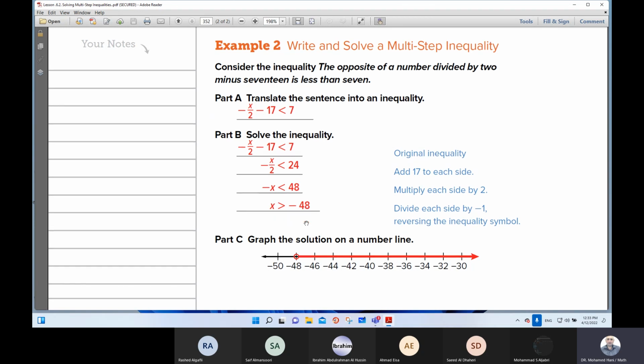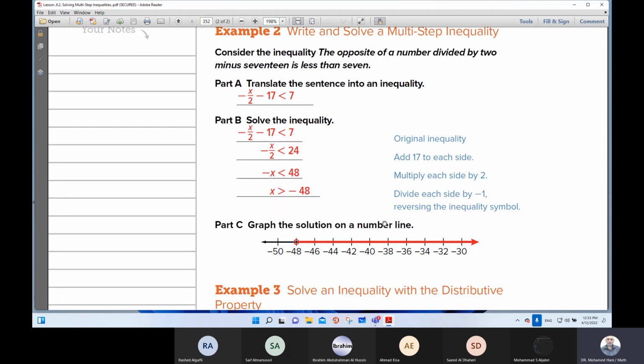The third step, we want to graph the solution. Draw the number line and determine negative 48. And as you see, we don't have equals in the inequality, so we can use an open circle. And the values of x greater than means the direction to the positive side. Who has any question about this idea?